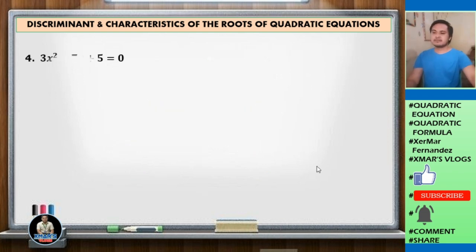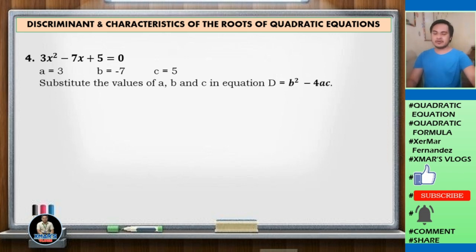Next, number 4. We have 3x squared minus 7x plus 5 equals 0. Since our equation is already in standard form, we have to identify the values of a, b, and c. A equals 3, b equals negative 7, and c equals 5. So we substitute into the formula of the discriminant. We have d equals negative 7 squared minus 4 times 3 times 5. Again, the value of b is negative 7, the value of a is 3, and the value of c is 5.